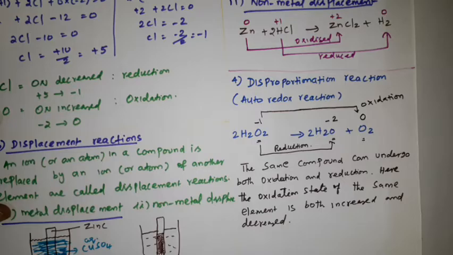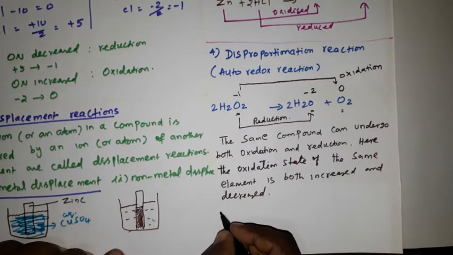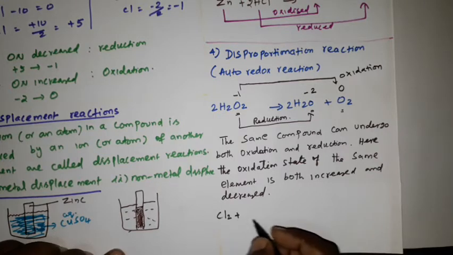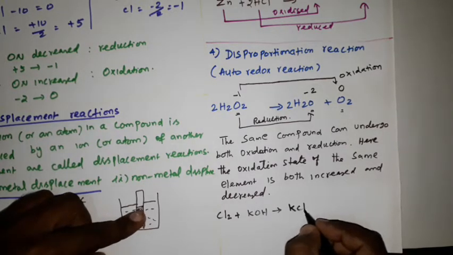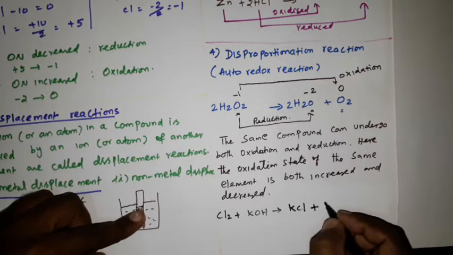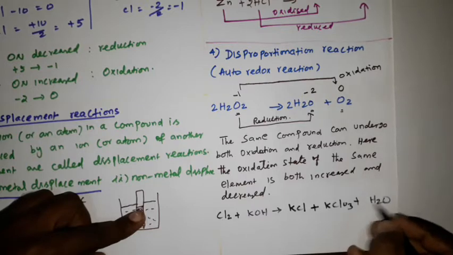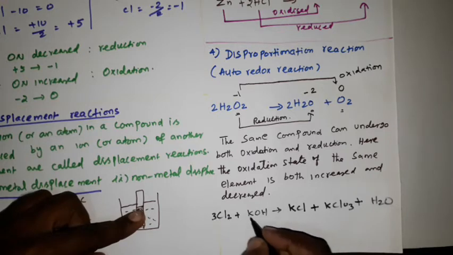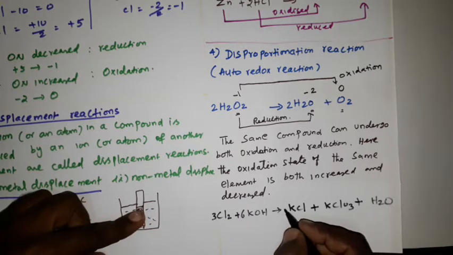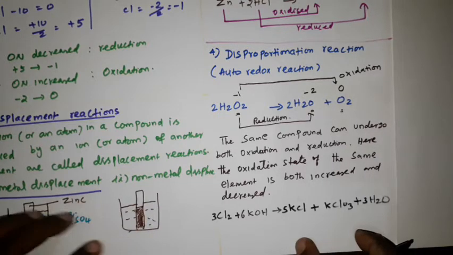Clear? Now we will see one more example. That another example is chlorine plus potassium hydroxide KOH gives potassium chloride KCl plus potassium chlorate KClO3 plus water. Okay. Now balance the equation, put 3 here, then put 6 here, then 5, now here 3. Now the equation is balanced.